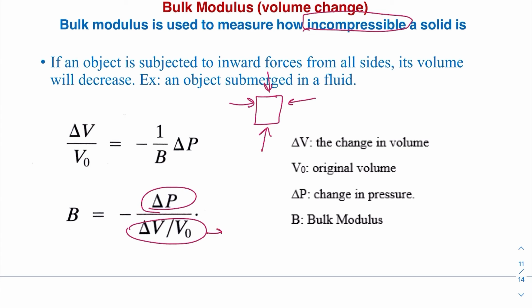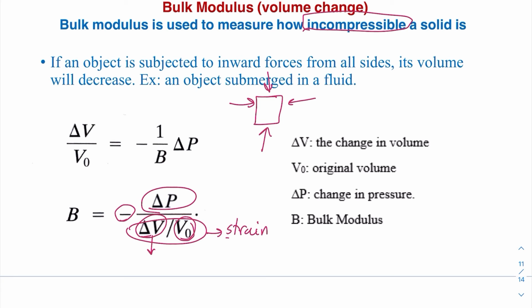Therefore, the strain here is defined as delta V over V sub naught, which is the original volume, and delta V shows the change in the volume. But we have a negative sign here, because the volume always shrinks, so the volume will always decrease. Therefore, it is smaller than the previous one, and we need to show it by a negative or minus sign.